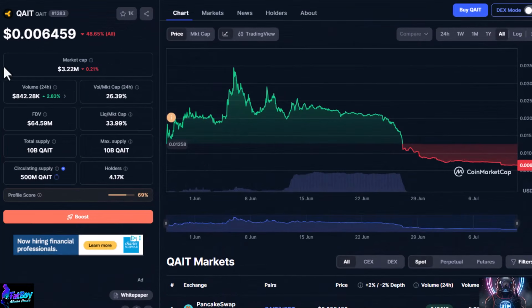Now for the people that are curious, let's move into CoinMarketCap and take a look at the Qait token and get a better understanding of where we are on that. So check it out with me. As you can see, the Qait token is still under a cent. It's still super cheap if you're interested in it. We have the volume as of the time of recording, $842,000, a fully diluted value of $64.59 million, a total supply of 10 billion Qait with a circulating supply of 500 Qait at the moment, with only 4,000 holders of the Qait token.